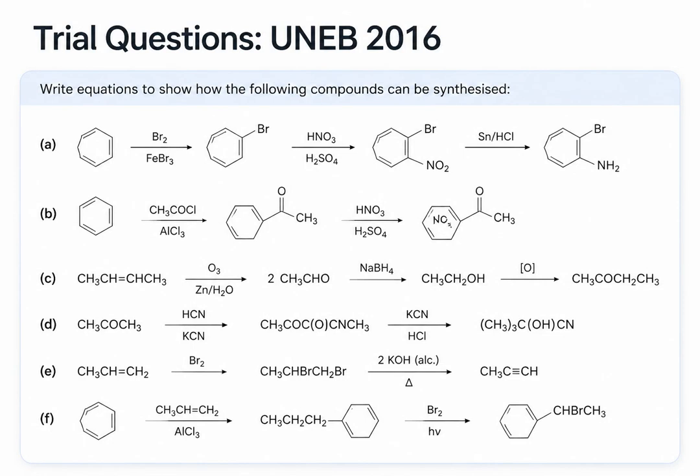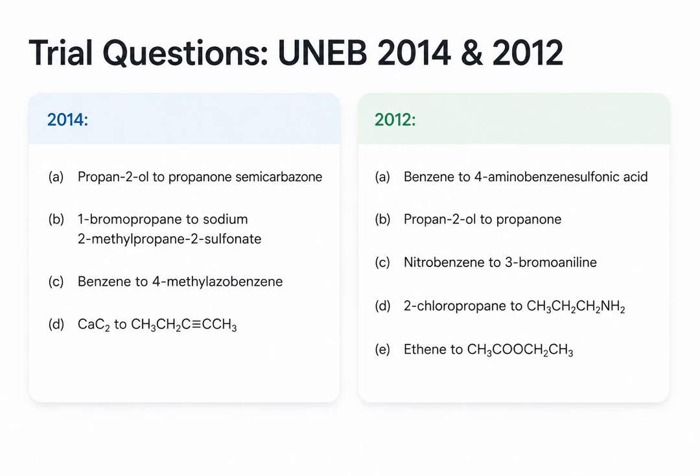Looking at the 2016 paper, we see a mix of aliphatic and aromatic challenges. You are tasked with synthesizing 4-bromoaniline, which involves nitration, reduction, and bromination. You also need to convert but-2-ene into butanone, requiring hydration and oxidation. Another interesting conversion is from propene to propyne, which tests your knowledge of halogenation, followed by double dehydrohalogenation using a strong base.